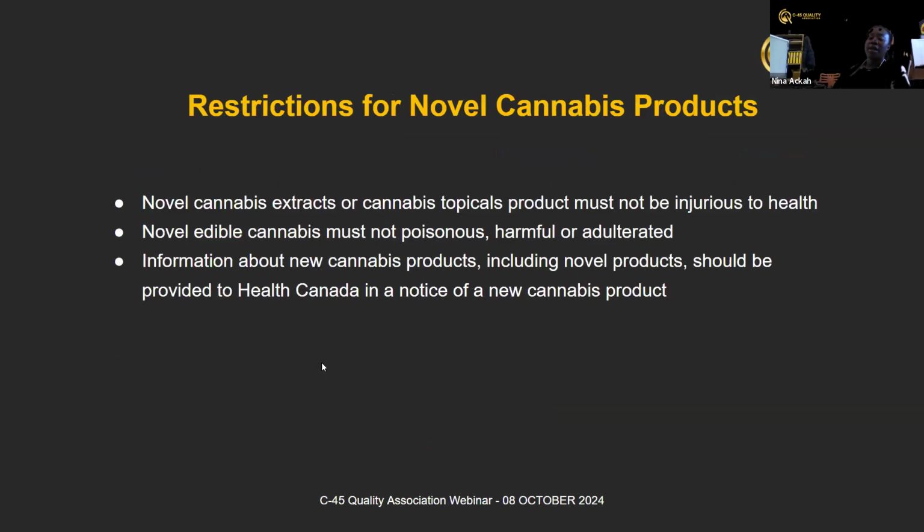For novel cannabis products, we are all in this industry. We are always researching, trying to come up with innovative ideas and new products that meet consumer demands and consumer preferences. For all novel products, we must ensure that they will not be injurious to public health, that they are not poisonous, do not contain any harmful ingredients, and are not adulterated. But Health Canada makes the ultimate decision of approving novel cannabis products.